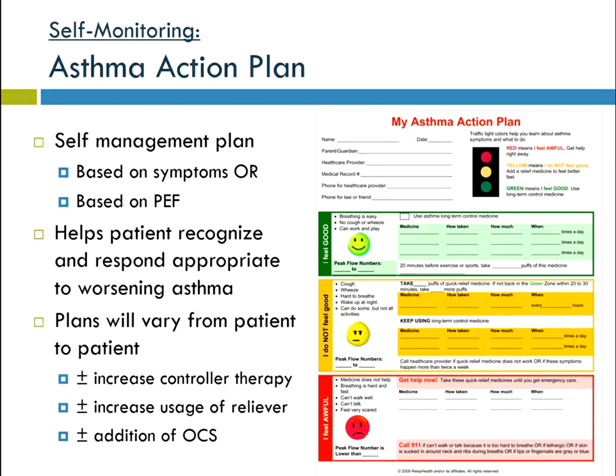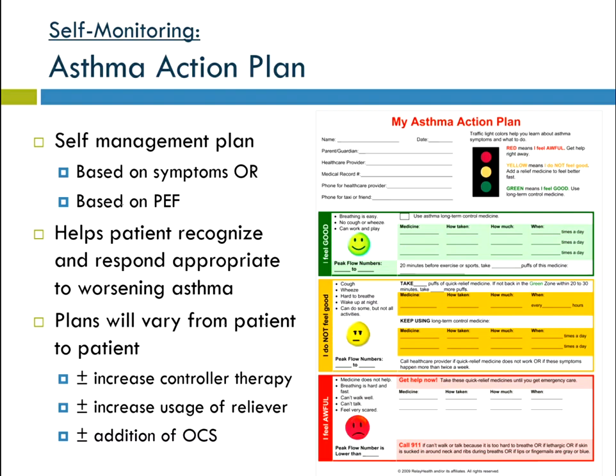All right, so this is a little bit older of an asthma action plan, but I like that it has the colors. It's designed for pediatric patients because most people are diagnosed with asthma as a child. Okay, so it's supposed to be something that's friendly for the child to be able to do with a little bit of help from their parents, because we want them to have as much autonomy as possible. So this is based on their symptoms as well as their PEF, peak expiratory flow. It helps patients to recognize and respond appropriately to worsening asthma.